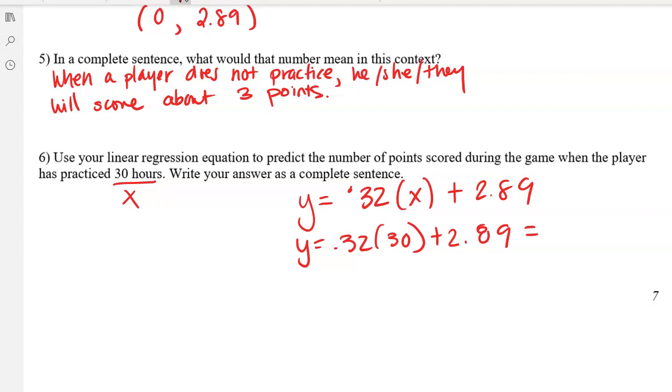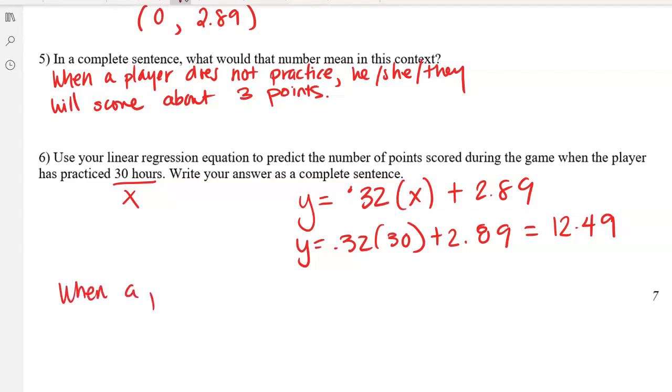Hannah, whenever you have your decimal answer, can you give it to me? 12.49. 12.49, okay. Okay, so that's our decimal answer, but it wants us to write it as a complete sentence, okay? So when a player practices for how many hours? 30. Okay.